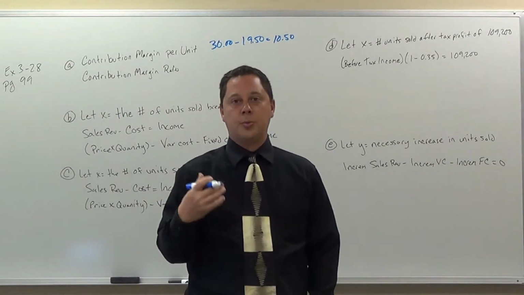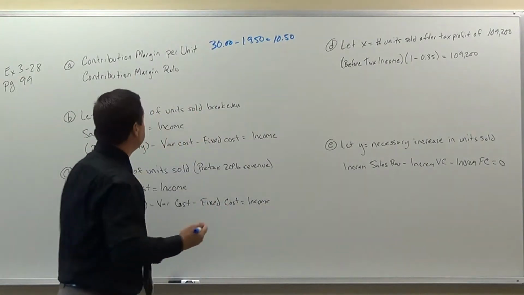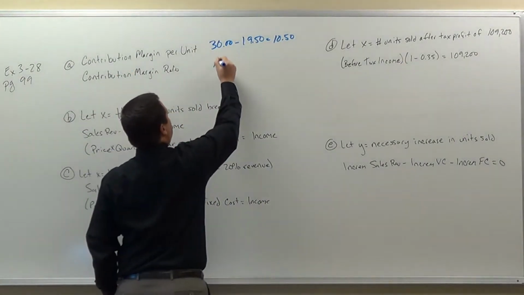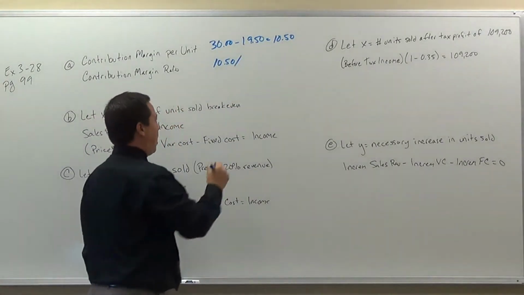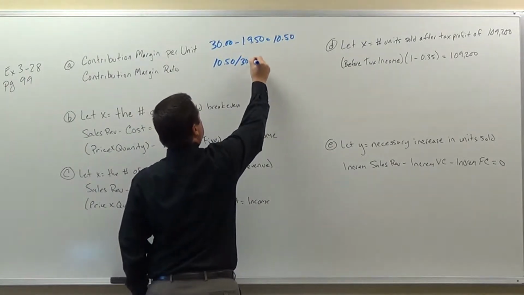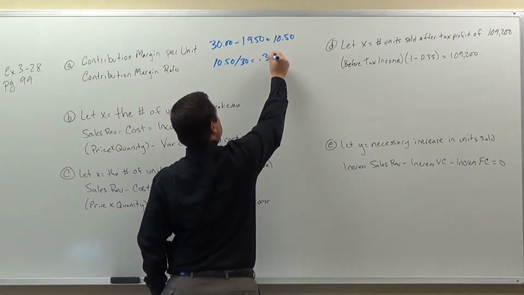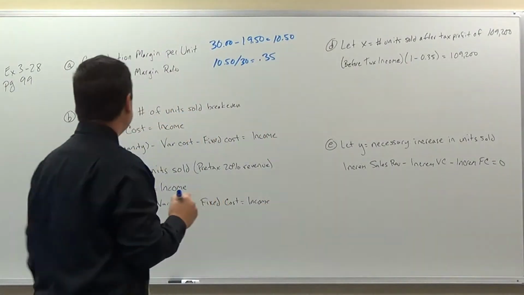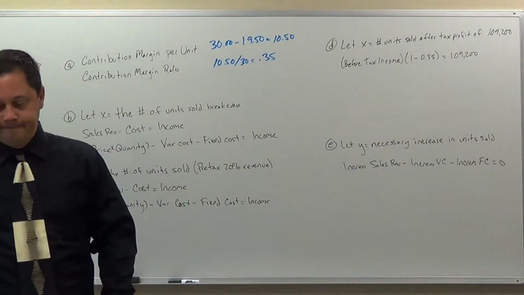Now let's take a look at the contribution margin ratio. You first need to figure out what the contribution margin per unit is, which we already have, which is $10.50. And then we will take that and divide it by the sales price, which is $30. And that gives us a 35% contribution margin ratio. All right, so that is problem A.